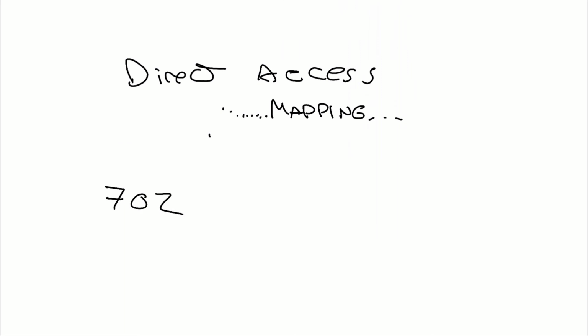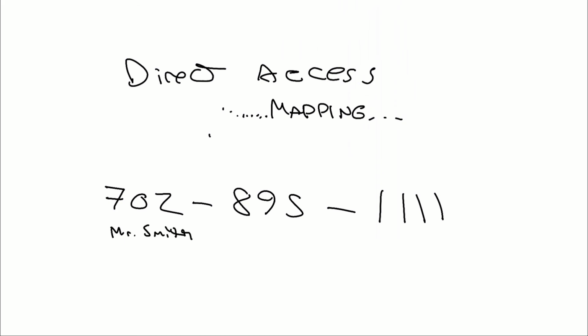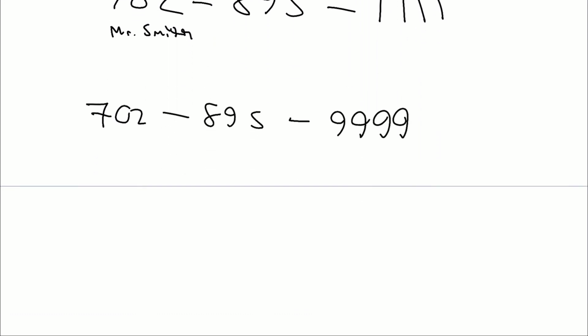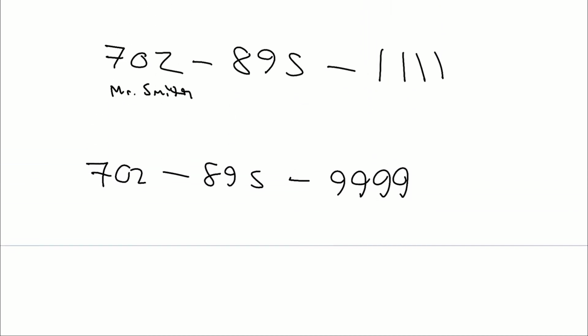phone numbers, right? So there might be something like 702-895-111. Somebody, and let's say this is the phone book of Mr. Smith, okay? And then you might have another phone book that is 702-895-9999. And this is Miss Jane, I guess. That's not really her last name. So Miss Jones.